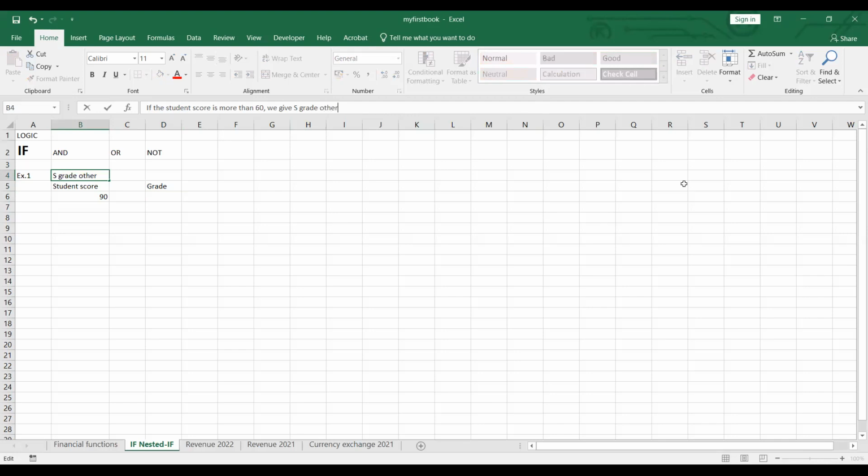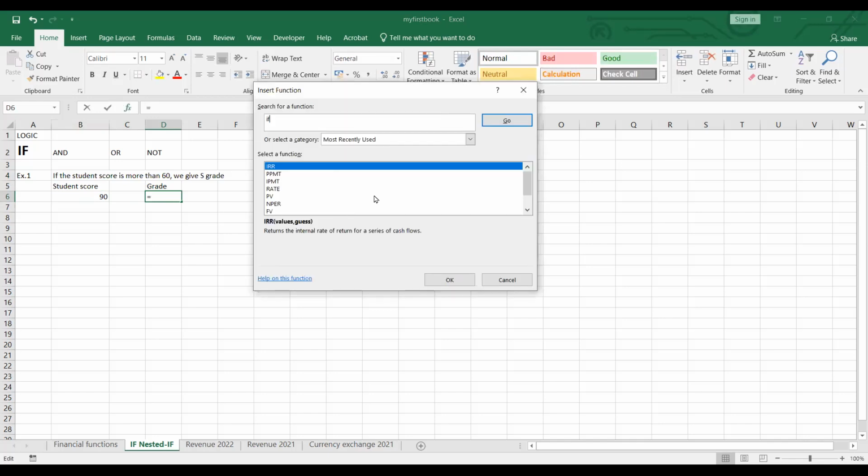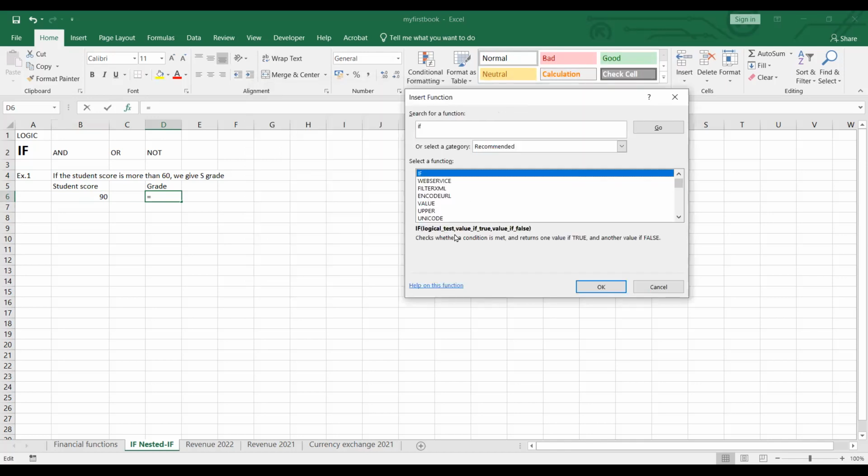Otherwise, okay, let's just put this first. Give S grade first. So in this one, that means if the student score is 90, that person will get S for sure. Now let's see what we are going to do. For the IF function, the first part, we need to have logical tests. Logical tests is the comparison. Normally in the IF function it is the comparison.